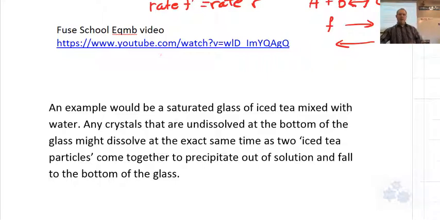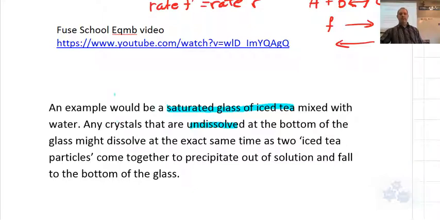An example would be a saturated glass of iced tea. Think of a really sweet, really strong glass of iced tea. It's so strong that you can't dissolve any more crystals in there. What you would probably see are some undissolved crystals at the bottom of the glass. If it's super sweet, there's stuff at the bottom that, no matter how much you stir it, cannot be dissolved. You know that it is saturated. There's as much in there as can possibly physically dissolve.